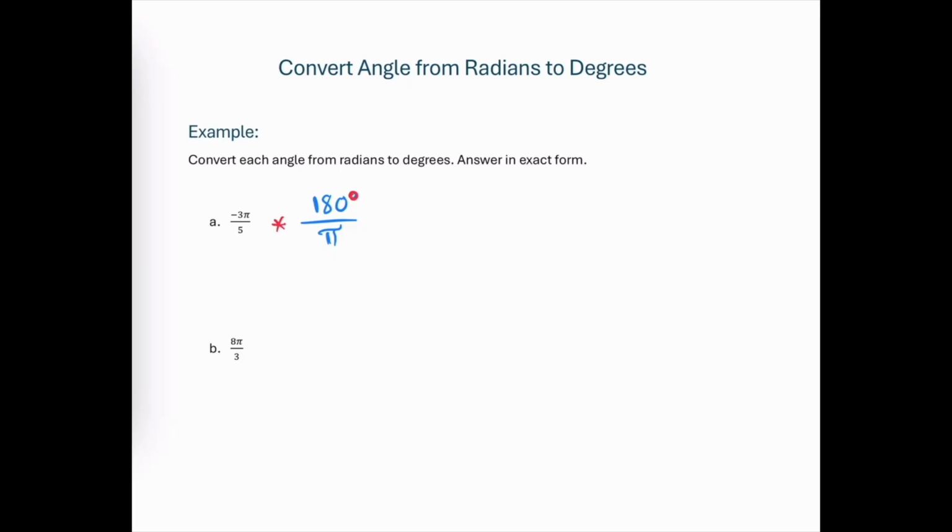So we see that the pi in the numerator here cancels with the pi in the denominator here. We also have a factor of 5 in the denominator that will cancel into the 180, which leaves us with 36 here. And now we're ready to multiply straight across. So we have negative 3 times 36 in the numerator, which is negative 108. But notice we still have the units of degrees, so this is negative 108 degrees.